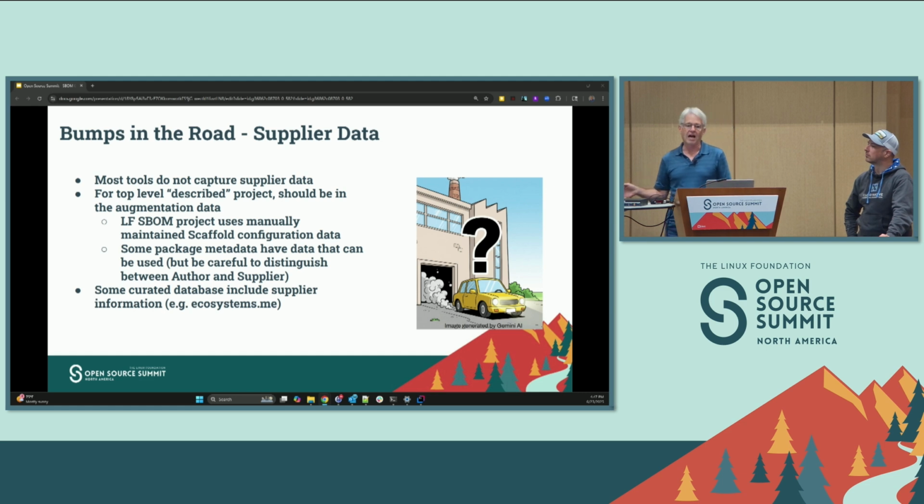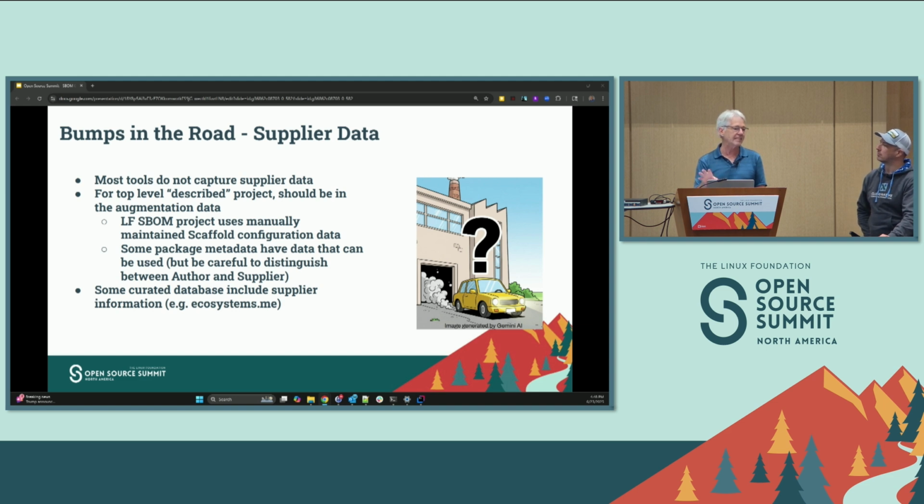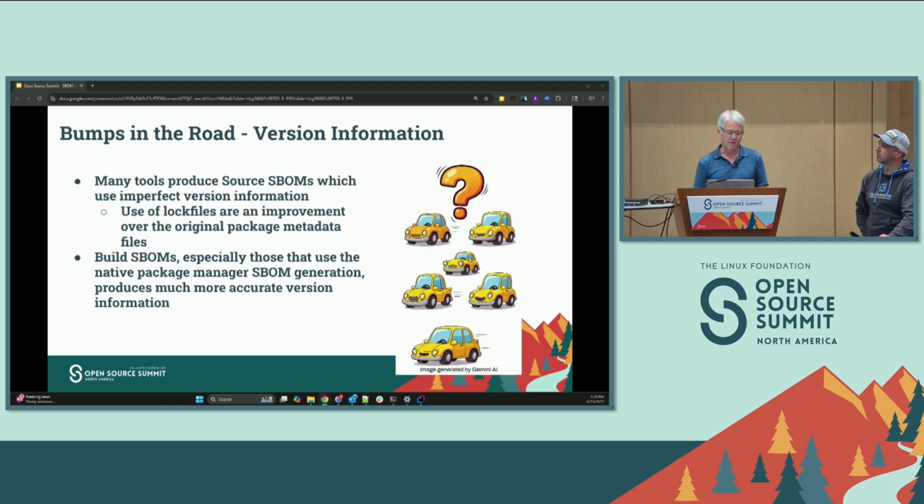The other thing is the supplier data is missing. So at the top level, as Ian mentioned, these should be augmented by you. If you're supplying a package and you're not providing information about yourself as a supplier, that's pretty bad. That really needs to be there. But if you want to provide the supplier information about the lower level stuff, we find a lot of issues where that information is just missing. And it's missing because it's missing in the metadata. So there are a few techniques that we could use. There are some curated databases out there that have additional supplier information added that can be used to fill in these gaps. But that's one of the bumps that we've run into.